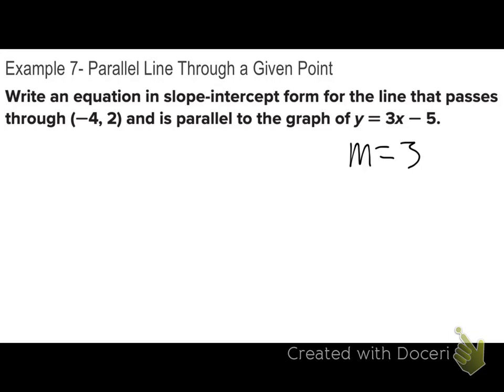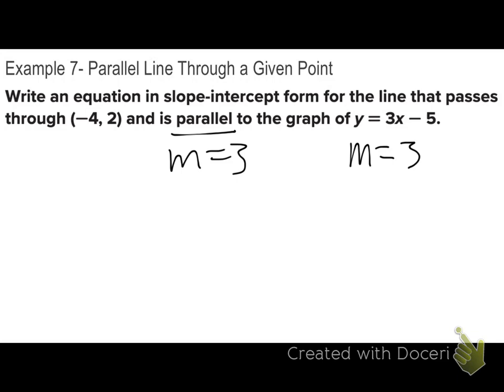The line that I'm creating the equation for needs to be parallel to this line. So it needs to have what type of slope with this line? The same. So what slope am I using for my line? 3. I'm using m equals 3. We okay with that?